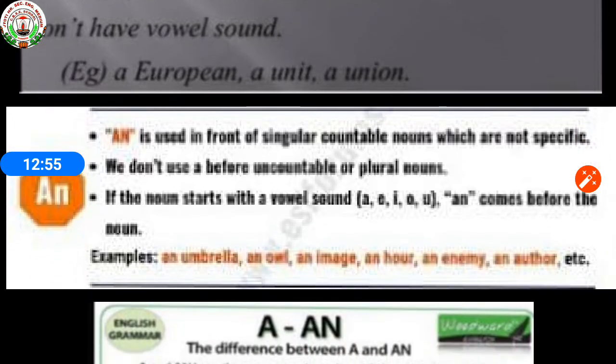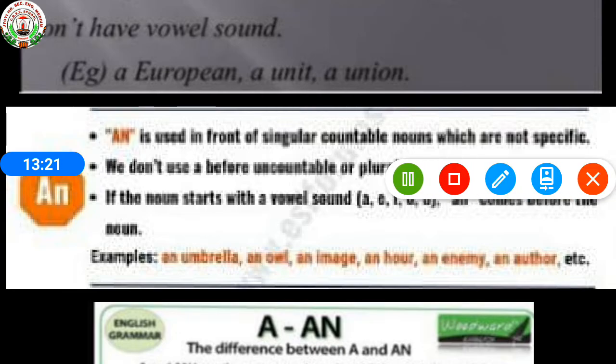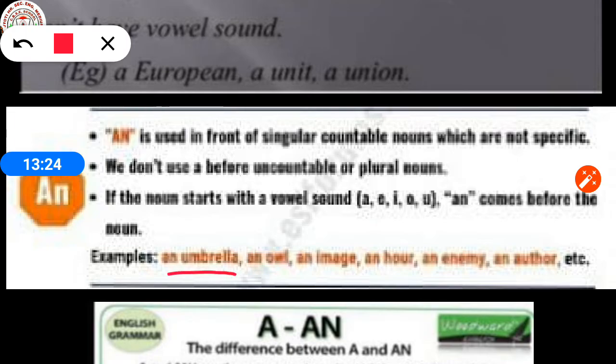An is used in front of singular countable nouns which are not specific. We don't use an before uncountable or plural nouns. If the noun starts with a vowel sound, that is A, E, I, O, U, an comes before the noun. So for example, an umbrella, an owl, an image, an hour, an enemy, an author, etc.